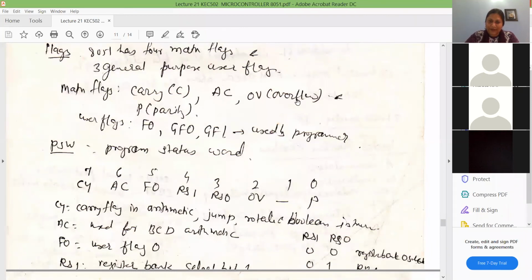Generally, we use the overflow flag in timer counters. When we start the timers and the data flows over FF, then the overflow flag is set. And we have other user flags, F0, then GF0, GF1. These are 3 flags which are available for the programmer.